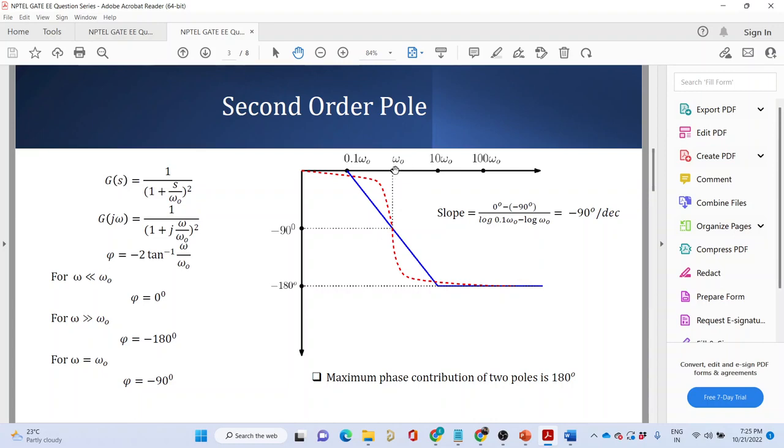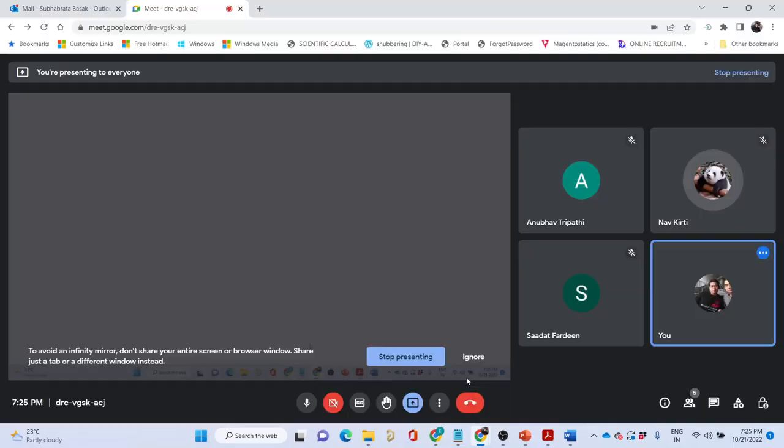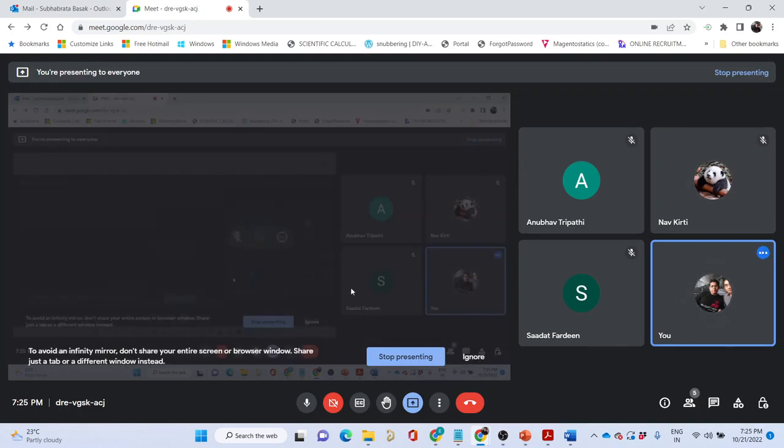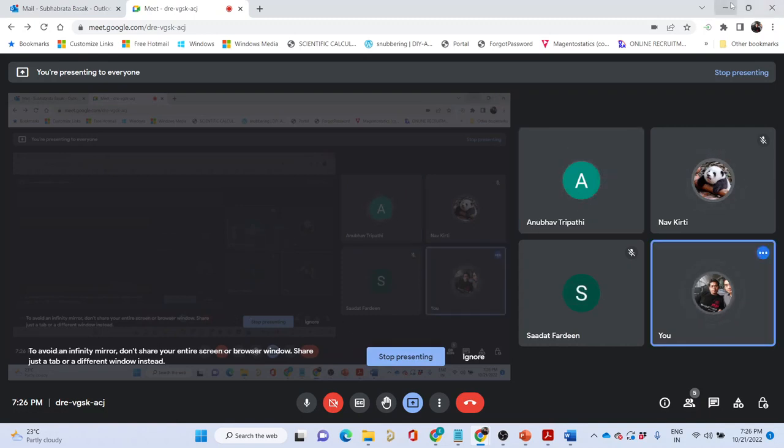So if you need to find the corner frequency or the pole of the system, how would you find that? If I give you an original Bode plot and ask you to find the corner frequency of the system, how would you do it? Anubhav, any idea? Any idea, Anubhav or Shahadat? Yes, the phase changes. Any other method?